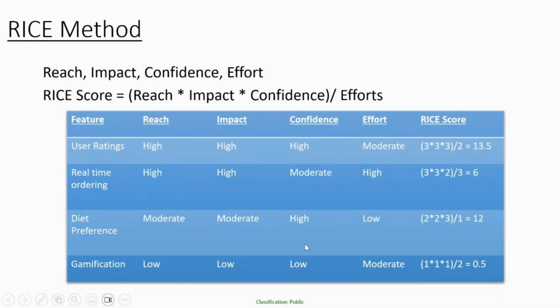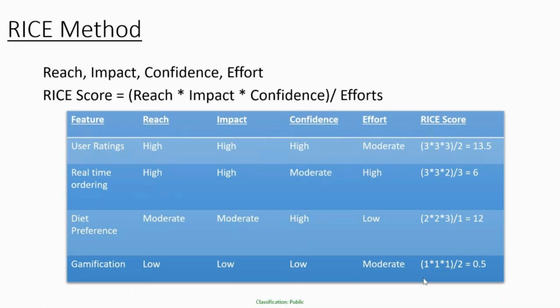Effort-wise, it can be a little intensive in terms of doing all these calculations at the back end. So it is but a moderate. So overall, the score has become 0.5. So here, you see 13.5, 6, 12, and 0.5. So clearly, user rating becomes the winner over here, followed by the diet preference, then the real-time ordering, and then the gamification. So this is how the RICE method helps in prioritizing the requirements.